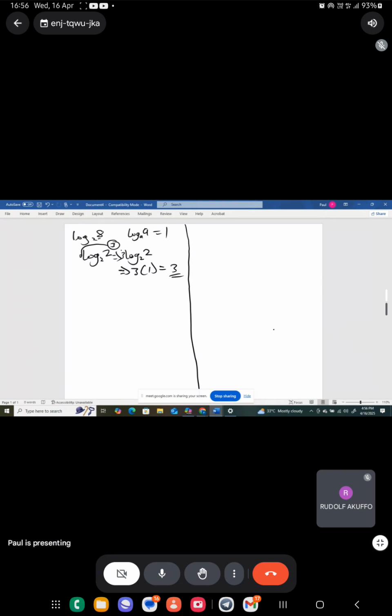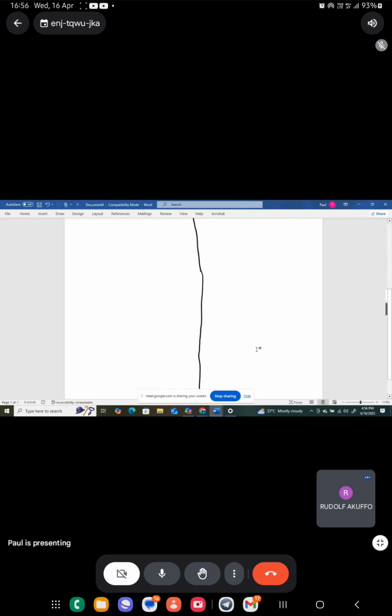So if you are given a question like log base 3 of the number 81, it becomes log 3 to the power 4. This 4 will fall to the back of the log. So we get 4 log 3 to the base 3, which is equivalent to 4 into bracket 1, which is 4. I believe you understand this one. I do. Alright.